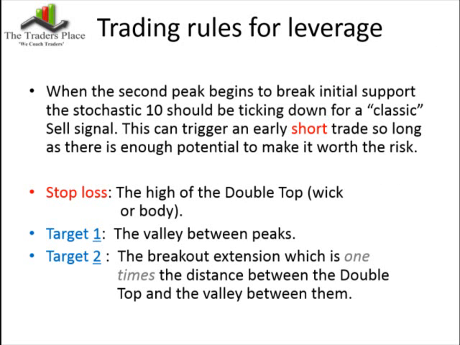Rules for trading the double tops using leverage. When the second peak begins to break initial support, the 10 period stochastic should be ticking down for a classic sell signal, and this can trigger an early short trade so long as there is enough potential to make it worth the risk. Basically, the stop loss would be at the high of the double top, wick or body. Again, if it's a big wick, ignore it. The difference between that stop loss and the bottom of the valley would be how we calculate the risk. Once the price breaks that valley, then the extension again is 1 times the distance between the double top and the valley between them.